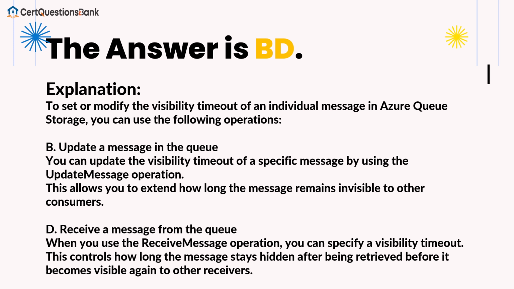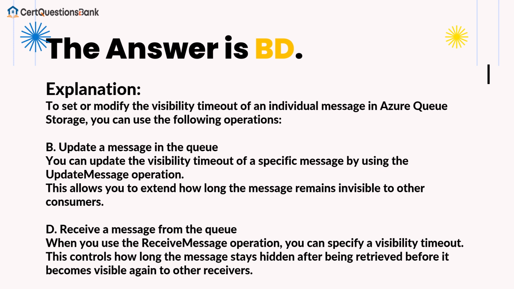To set or modify the visibility timeout of an individual message in Azure Queue Storage, you can use the following operations. B. Update a message in the queue. You can update the visibility timeout of a specific message by using the update message operation. This allows you to extend how long the message remains invisible to other consumers.